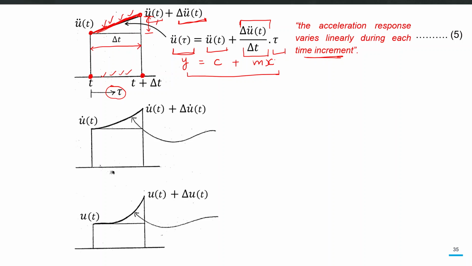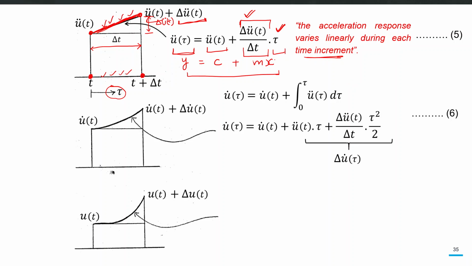So this is delta u dot dot of t. So this becomes the slope of the equation, and this becomes the x function tau. So this equation, which is equation 5, comes from the linear approximation of the response. So if we have that equation, we can also convert it into the variation of velocity by integration.